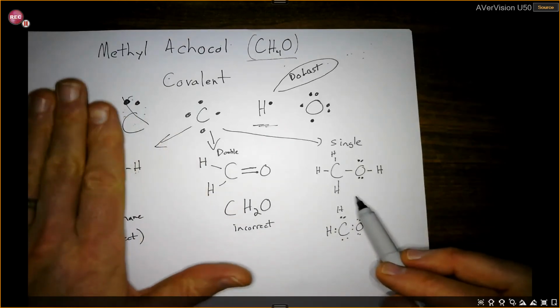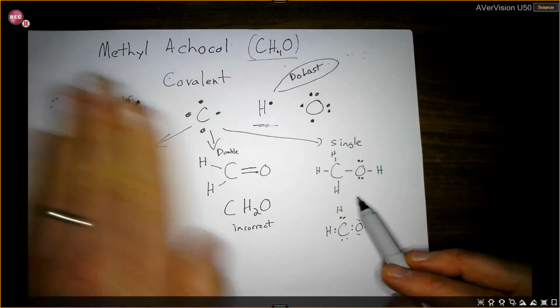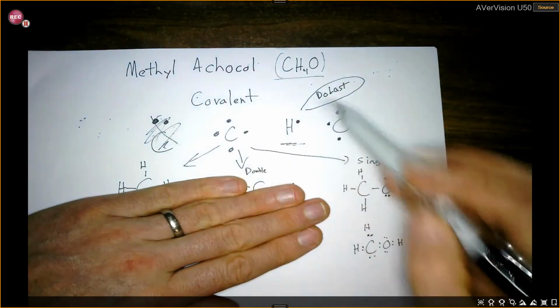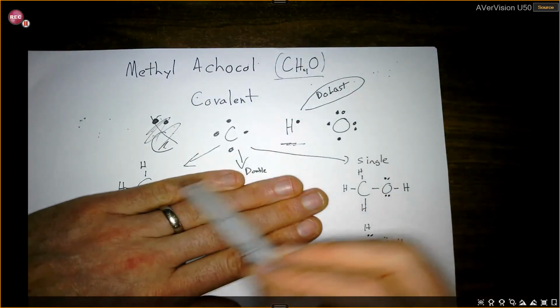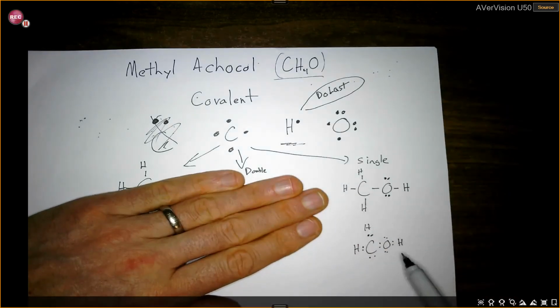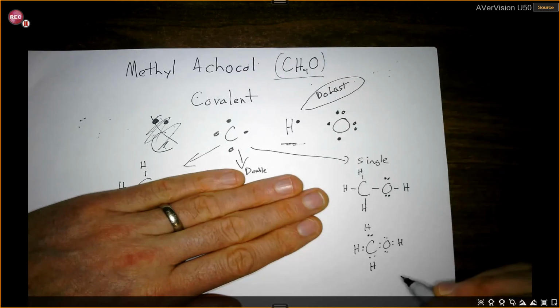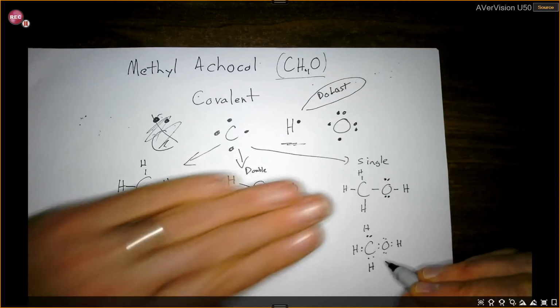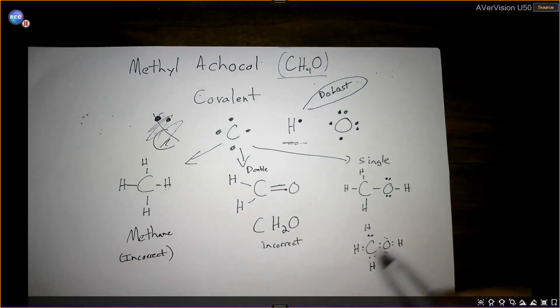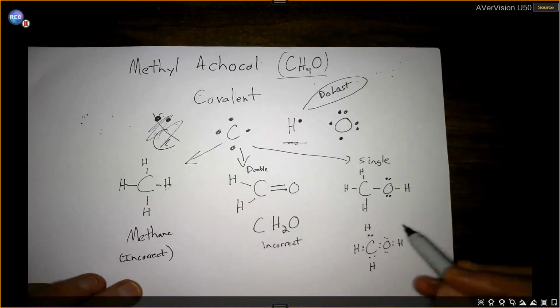Now, this is incorrect. This is the correct answer. It's all right to arrive at, I forgot an H. It's all right to arrive at an incorrect answer because that tells us one way we did it wrong and how not to do it. But this is what we want.